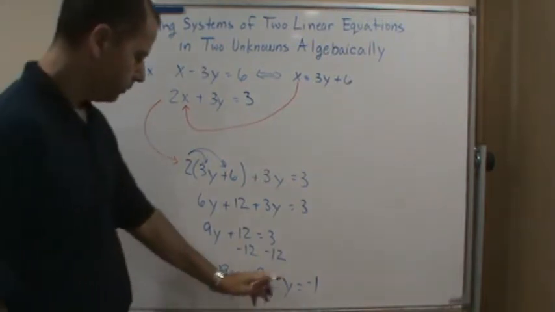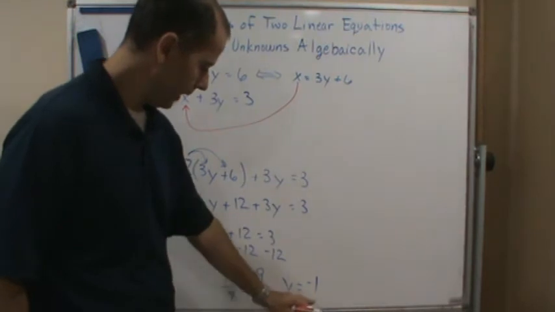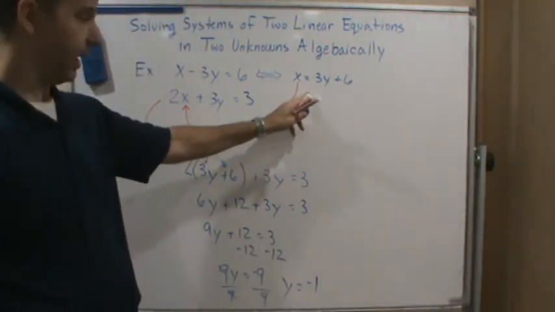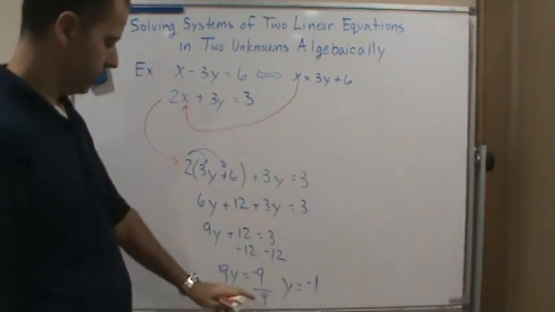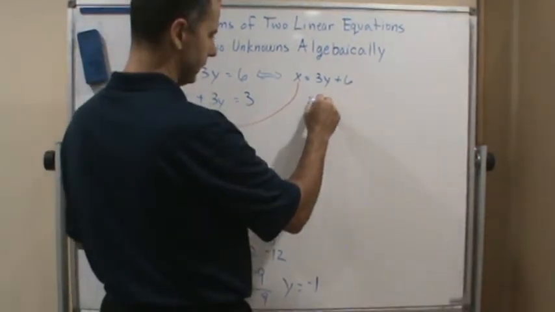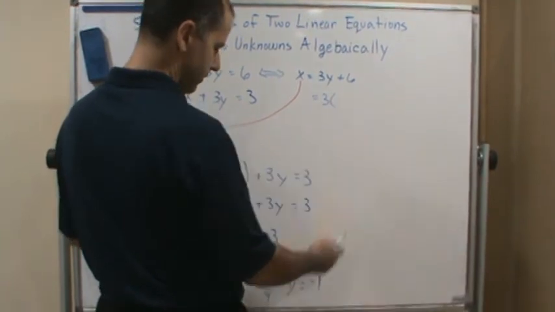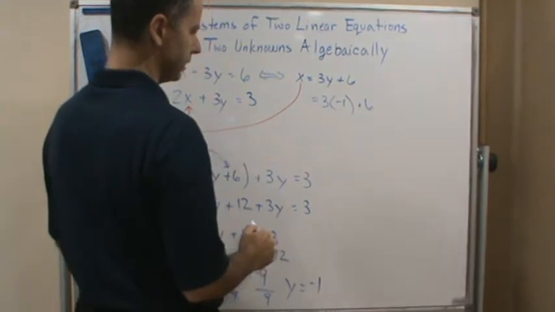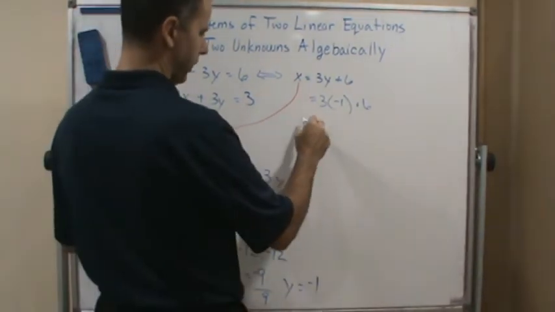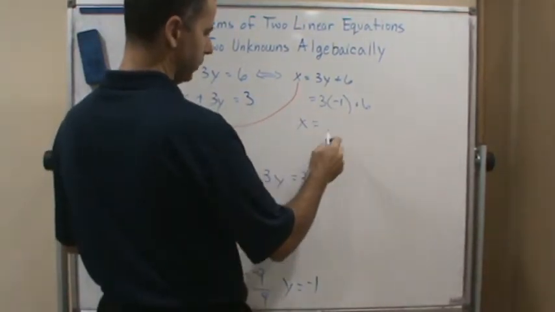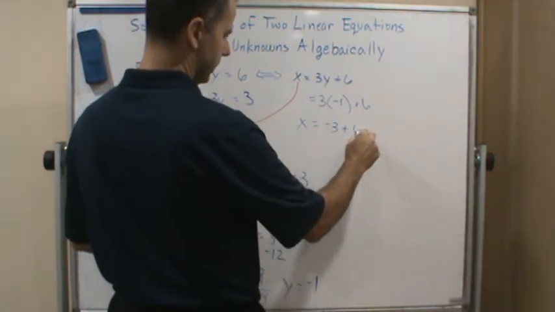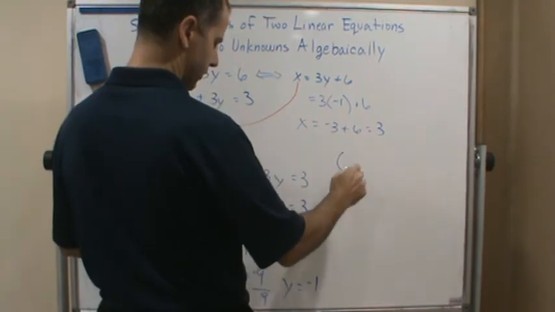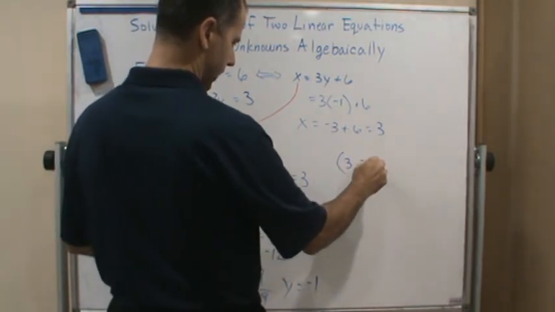Now, I'm going to go back and take this y value and stick it back into this equation that I solved x for. So now I'm going to write x is equal to 3 times negative 1 plus 6. And so that means x equals negative 3 plus 6, which equals 3. And so the solution to the system is 3 comma negative 1.